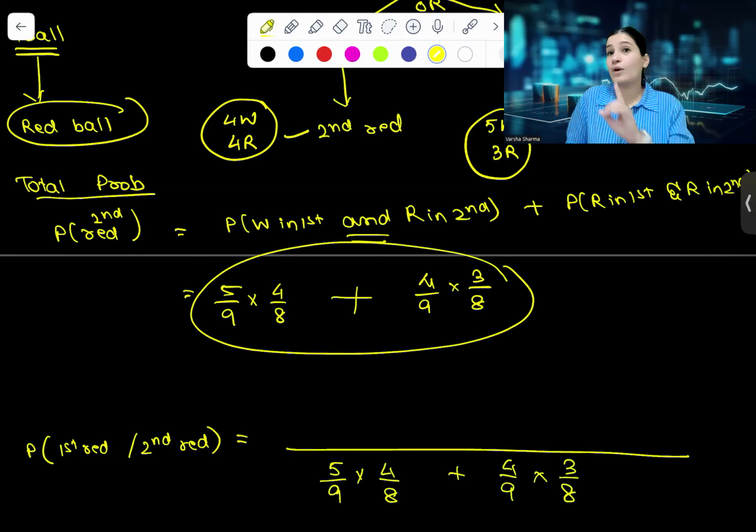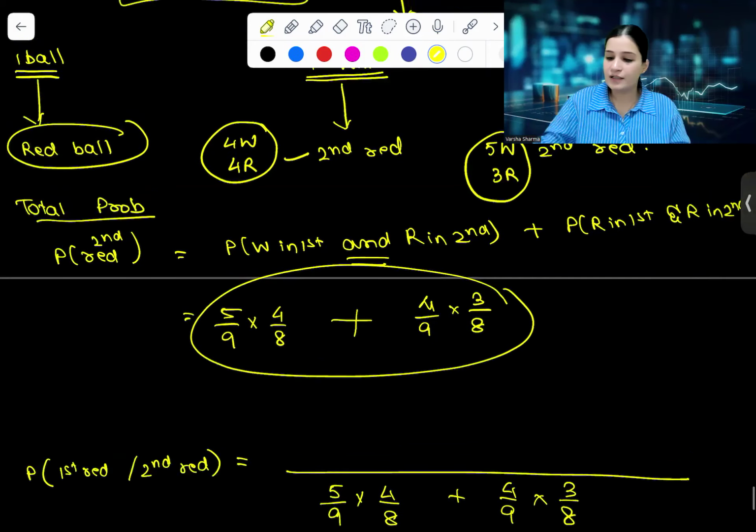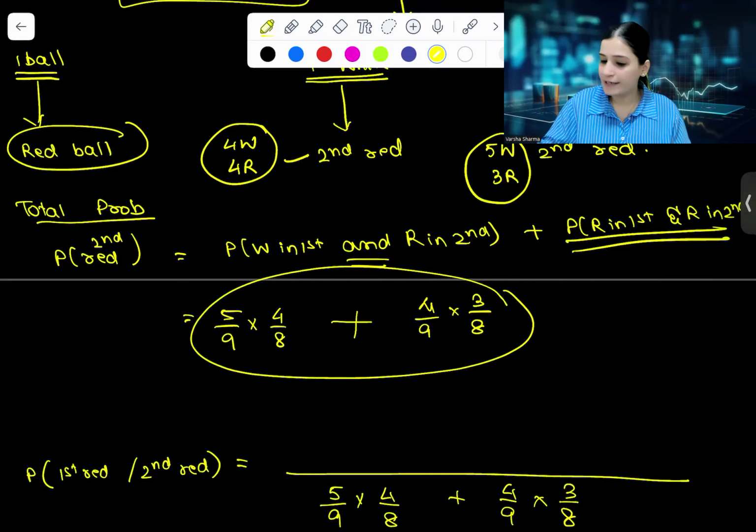Okay. Now, what you want? You want your first ball to be red in color. Which term is that? First red. This was the first red, first, second red. This term, that will come in the numerator.